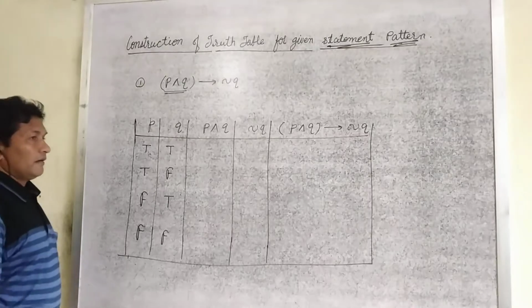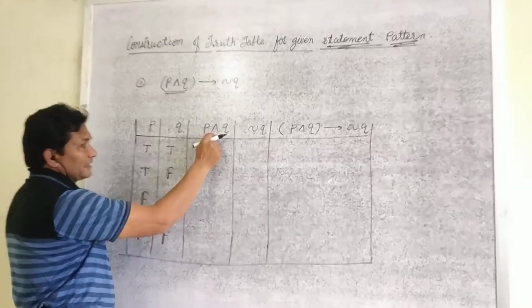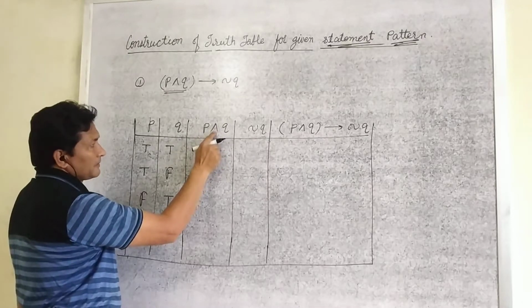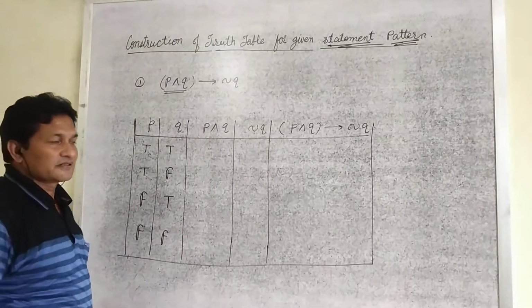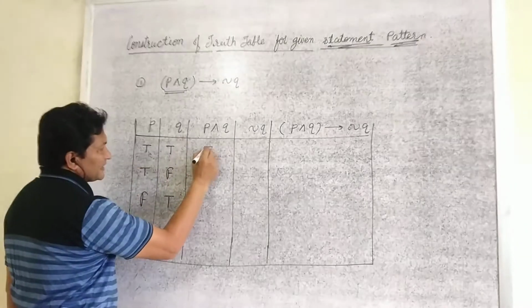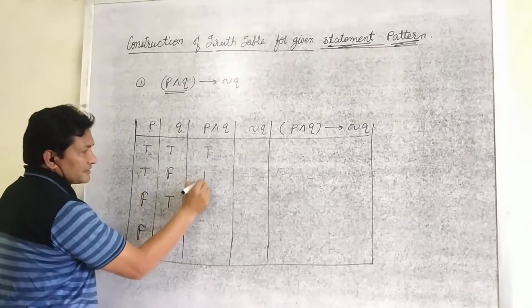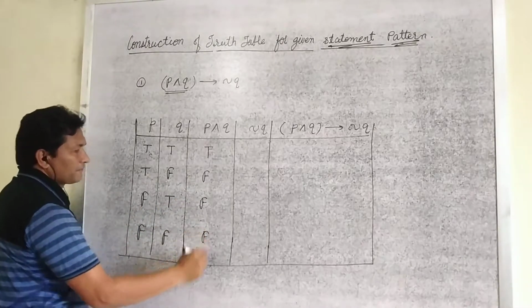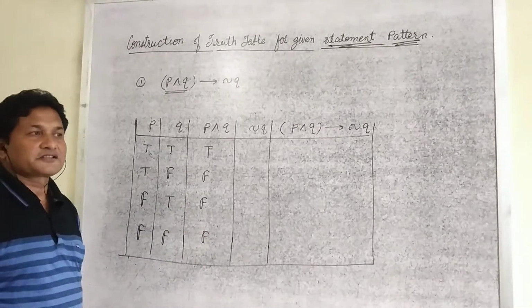Now here in this term, P and Q means P joined with Q by conjunction. For conjunction, when both are true, it is true. True, false, it is false. False, true, it is false. False, false, it is false. So this is for conjunction.